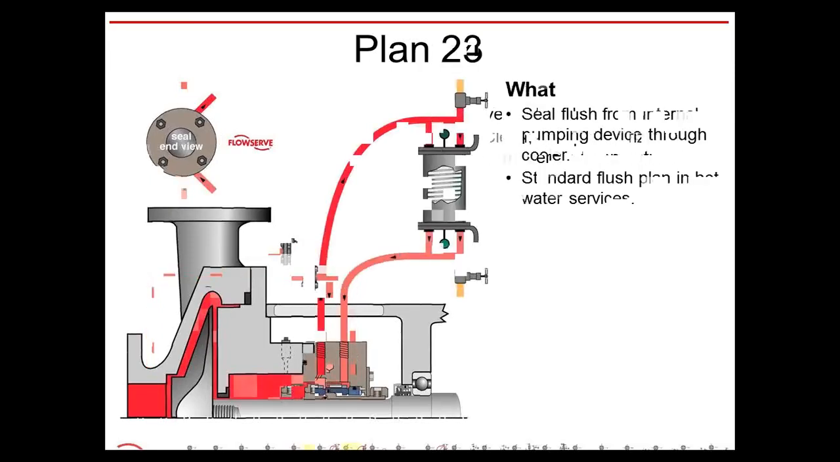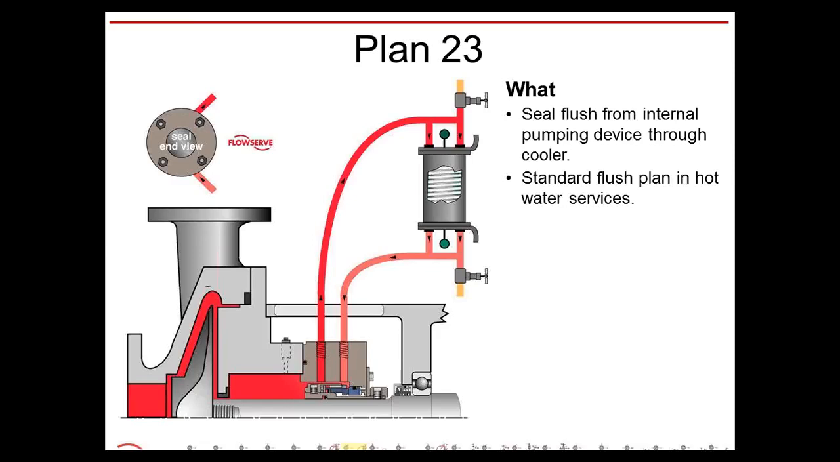Now, what do you do when you've got lots of heat? This is one of my favorites, the Plan 23. Plan 23s generally fix a lot of problems when you have high heat. And what basically is happening here is you have your process fluid that's inside the stuffing box is exchanged from the seal to a cooler and then back to the seal. It's done with a small pumping device that's actually on the rotating piece of the mechanical seal. It's called a pumping ring.